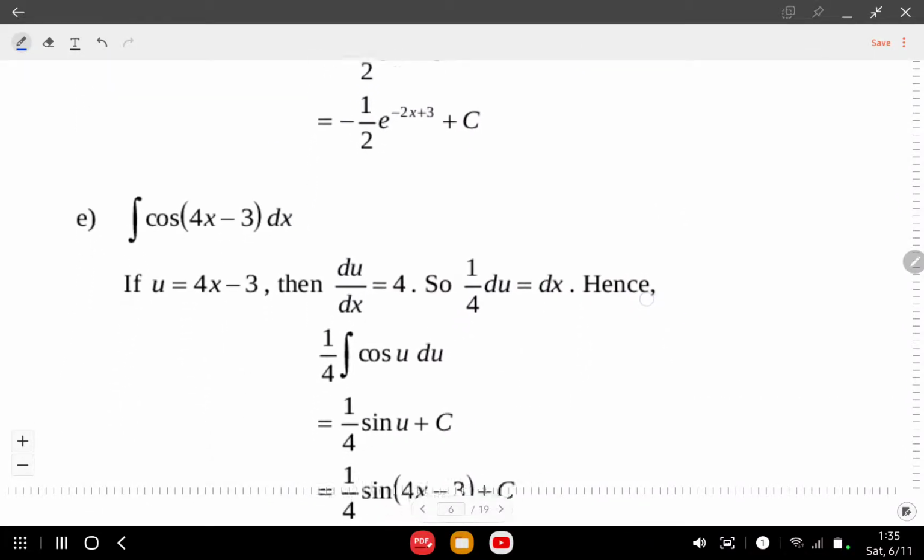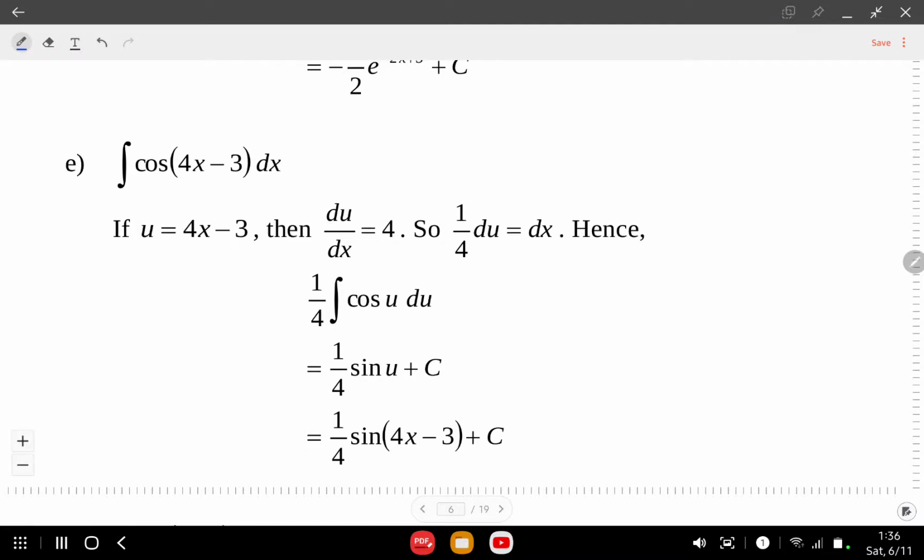Okay, next one is this question. Okay, so in this question, we choose our u as 4x minus 3. So this function will become integration of cos u. Okay, so from here, our du over dx is equals 4. So we have 1/4 du equals dx. So we'll change our dx into 1/4 du. Okay, so 1/4, bring it outside. So this integral will become cos u du.